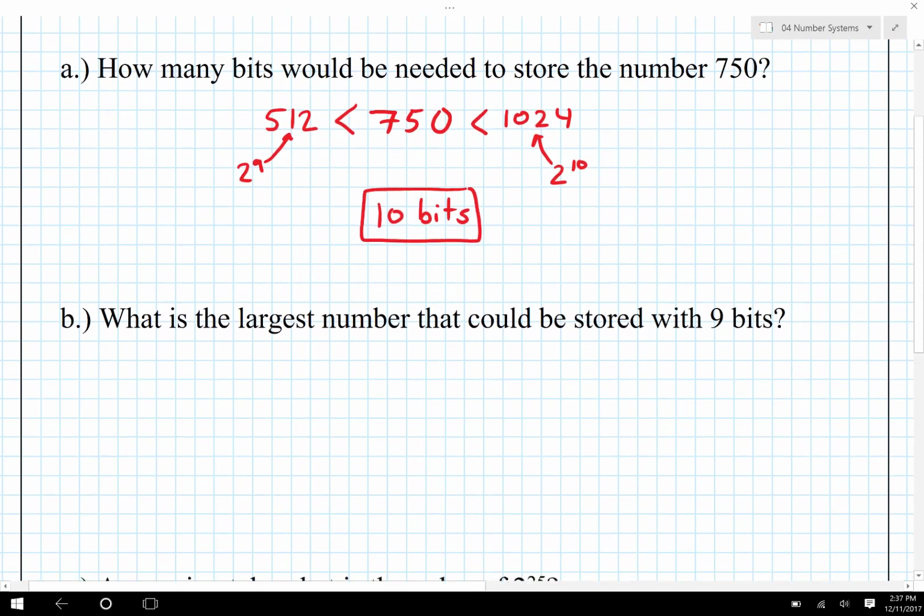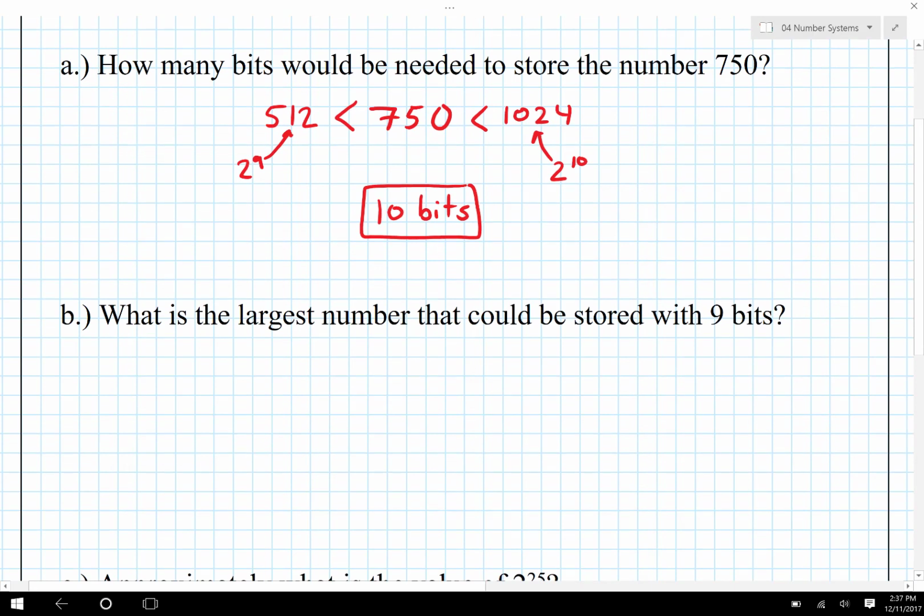What's the largest number that could be stored with 9 bits? Well, we kind of gave that one away in part A, but if we think about 2 to the 9th power, and you can actually use your calculator to do this calculation, or you might have it memorized, it is equal to 512. And you might say, well, that's ridiculous, I'm not going to have all those numbers memorized, but you only really need to memorize a few numbers.